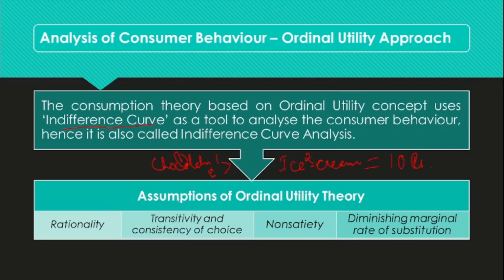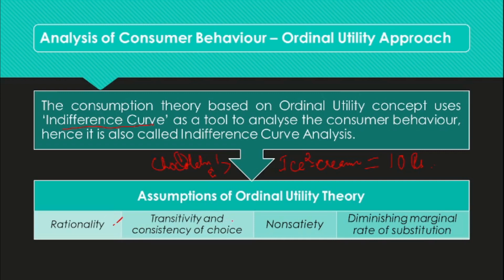The assumptions on which this ordinal utility theory is based are four. One is rationality, which is always there in economics: a consumer is a rational being, and he or she is always trying to maximize the benefits with the constrained or given amount of income.